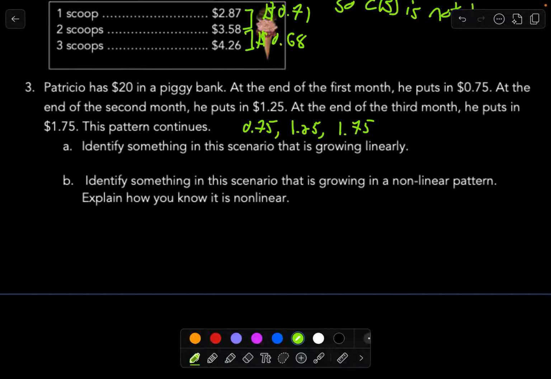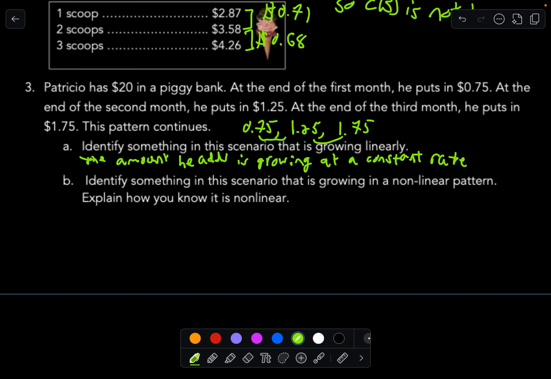Identify something in this scenario that is growing linearly. Well, if you notice, to go from one to the next, the amount we're adding is increasing by 50 cents. So the amount he adds is growing at a constant rate. That means it is linear, growing linearly.